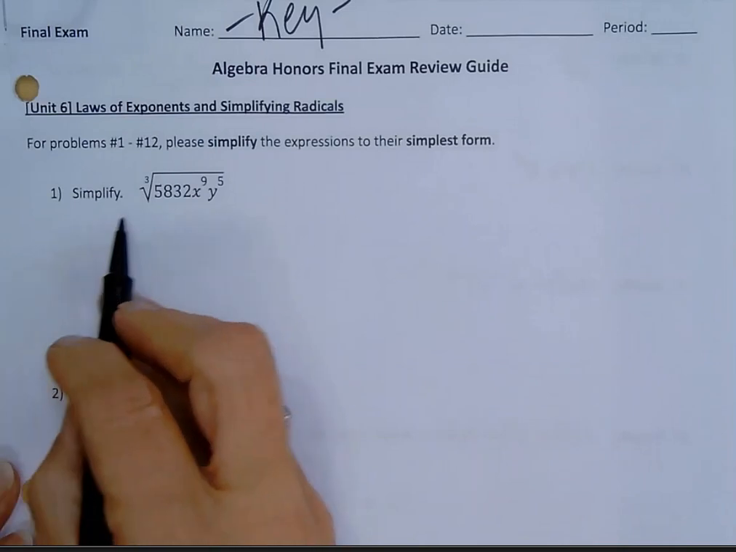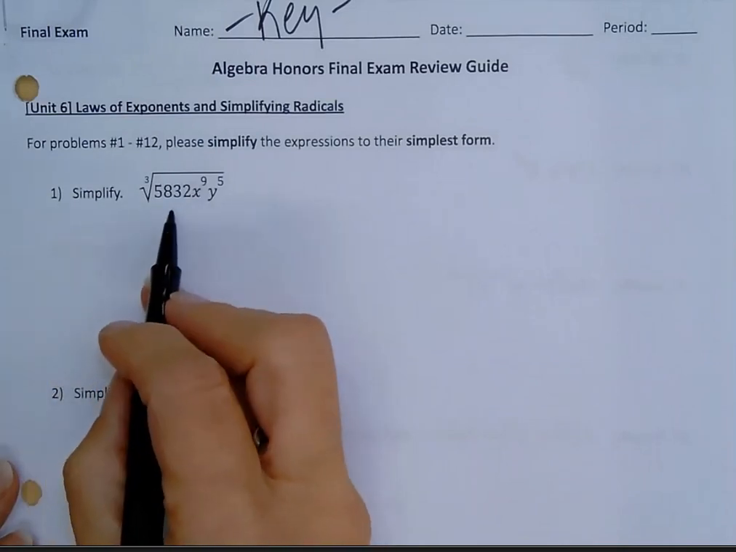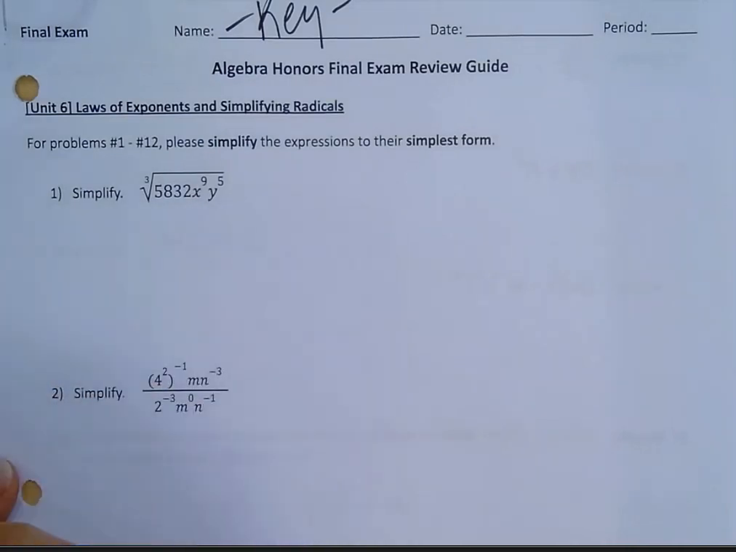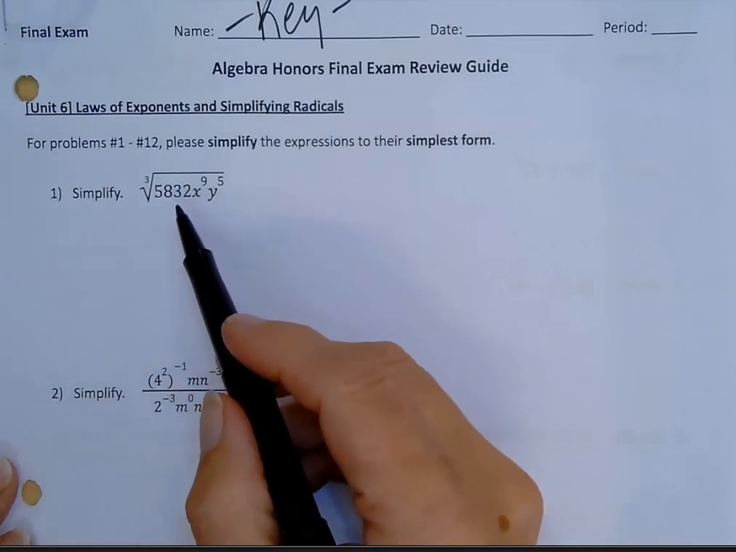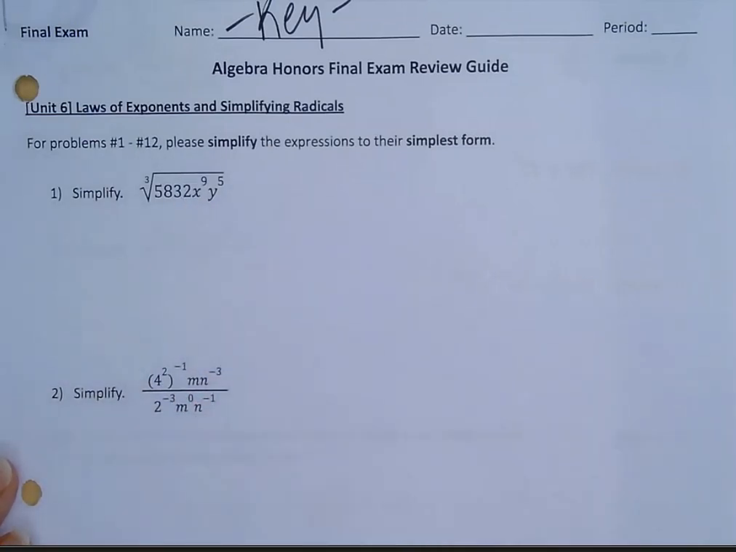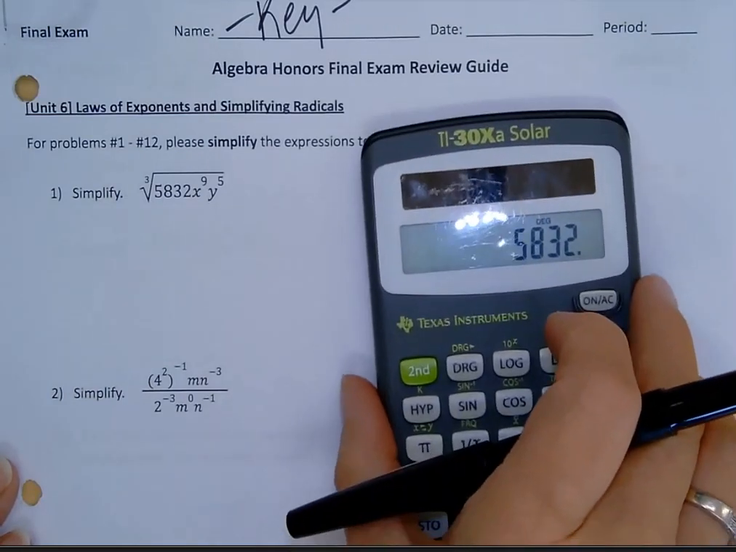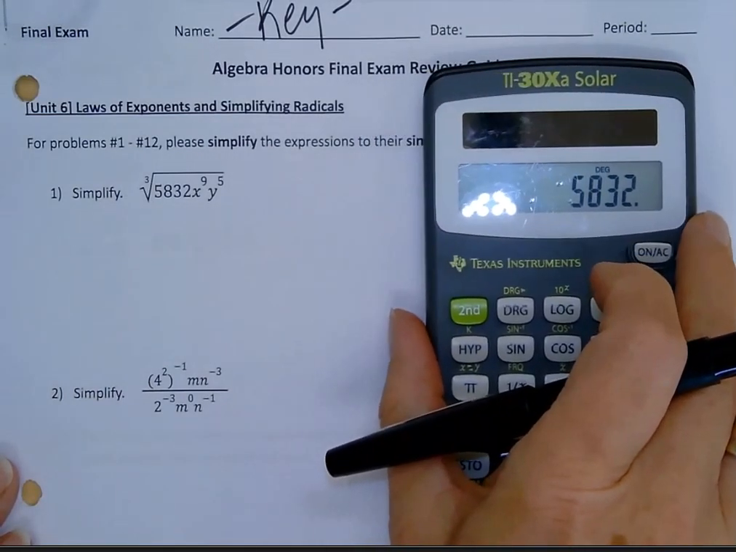All right, so we're going to simplify this. This is the cube root of 5,832 x to the 9th y to the 5th. In general, if you have a cube root or a square root of a big number, go ahead and double check. See if it happens to be a perfect, in this case, a perfect cube.